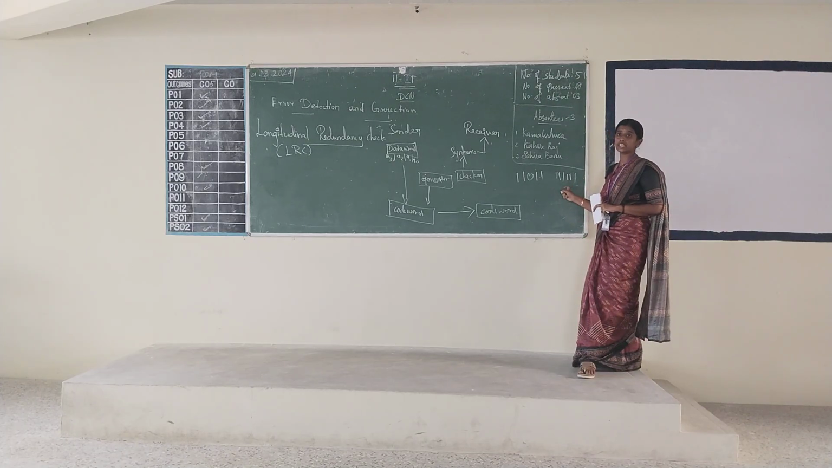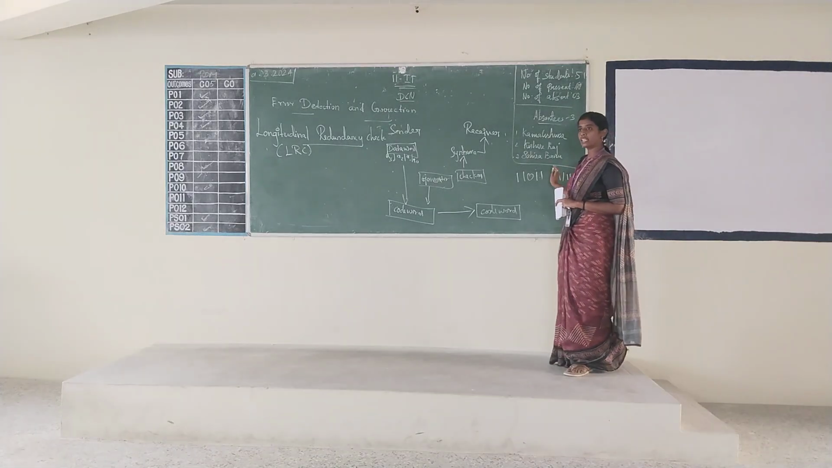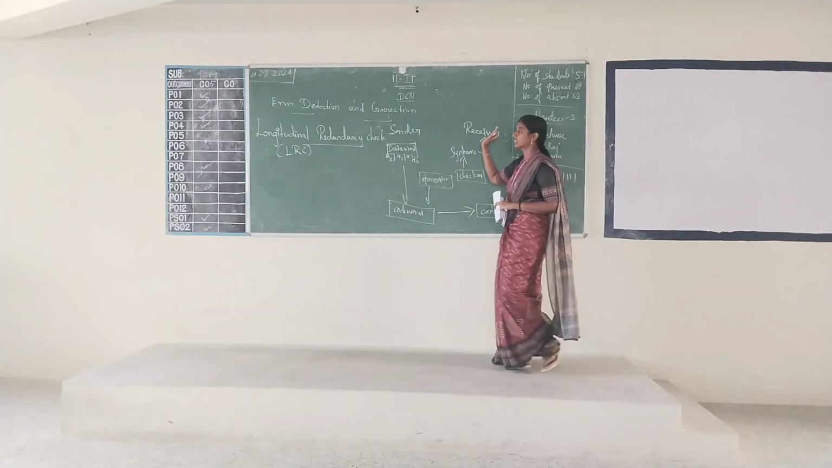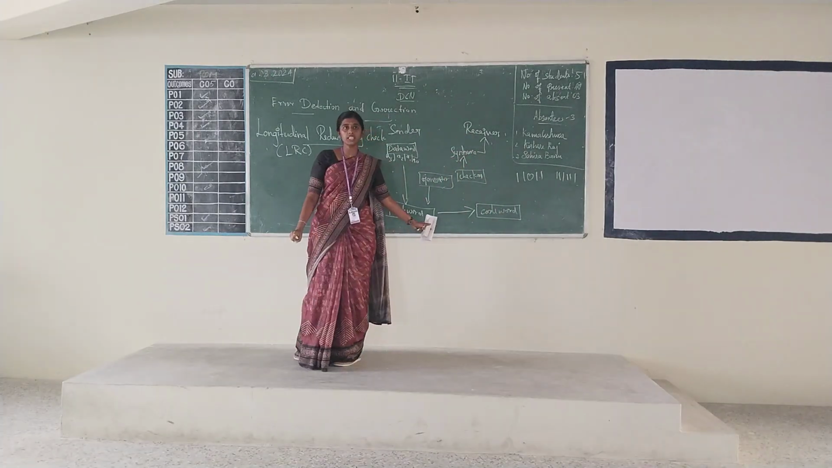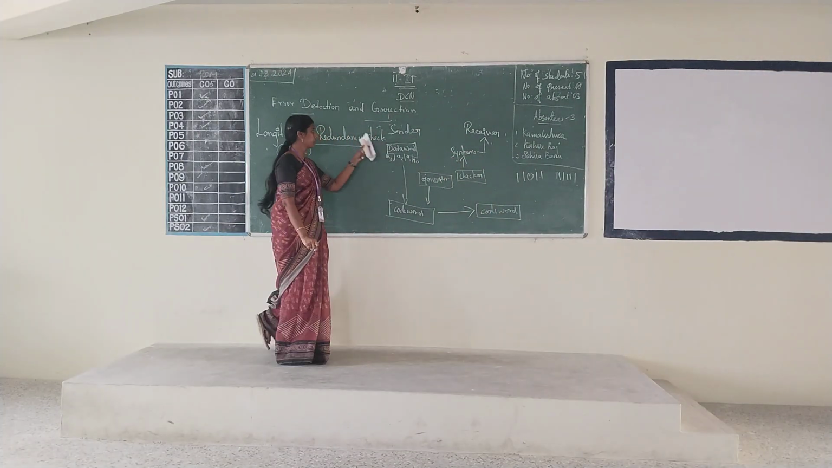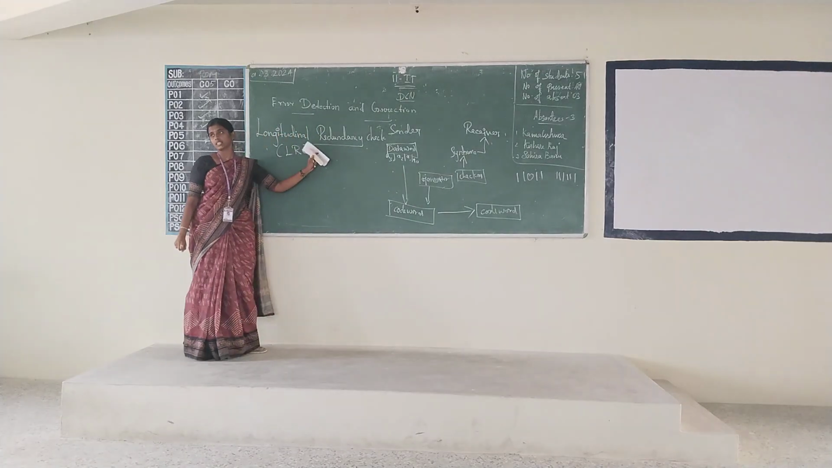But this is the original data. It is not the original data. The data is changed. So if more than 1 error is occurring, then this does not work. Then your simple redundancy check will not work. So we are moving to longitudinal redundancy check.